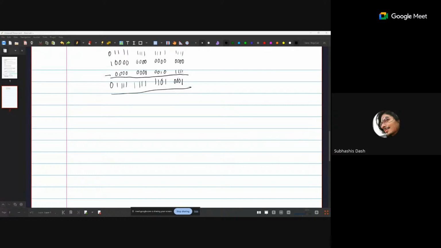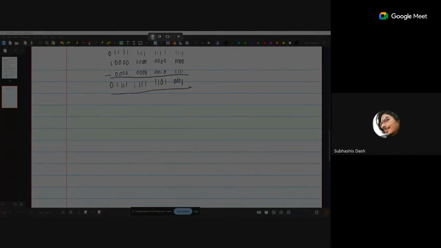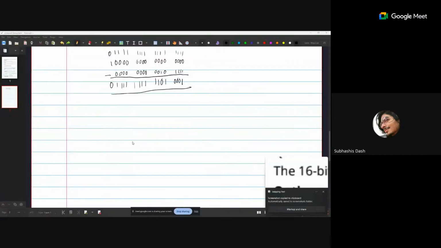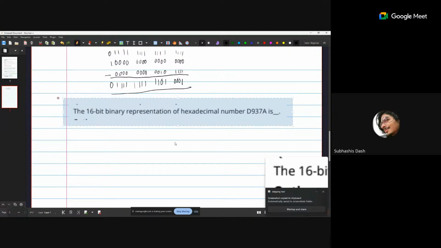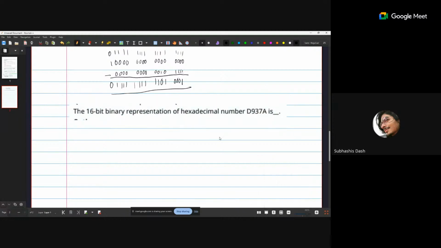Okay, so the next question is a hexadecimal one. Can you guys just give this a try? The number that we have is D937A. One recommendation that I'll give: we are supposed to get a 16-bit binary representation of this number, right?